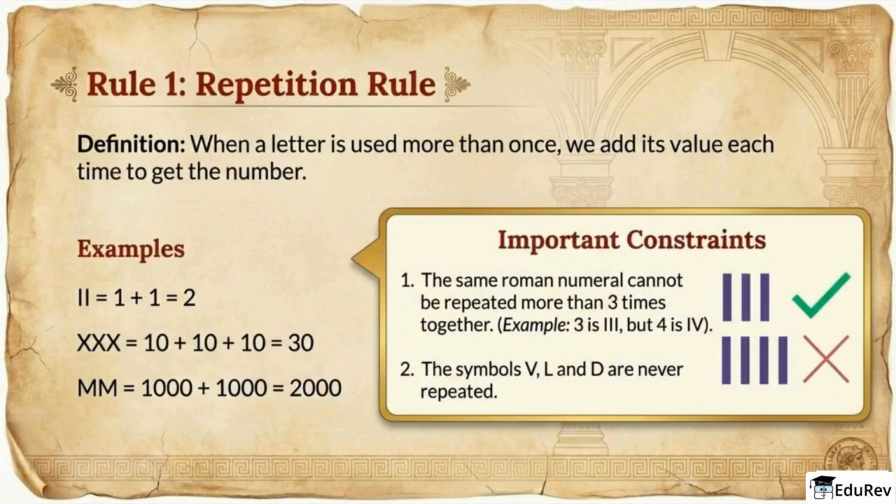Now the repetition rule. When the same symbol appears more than once in a row, you add its value each time, but you can repeat a symbol at most 3 times in a row. So III is 3, XXX is 30, and MM is 2000. Also note that the symbols V, L, and D are never repeated.